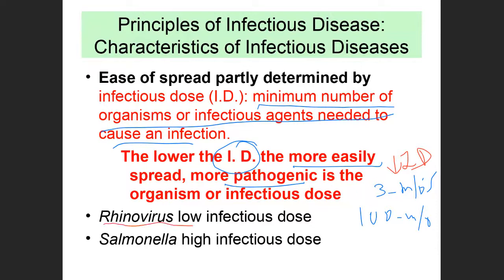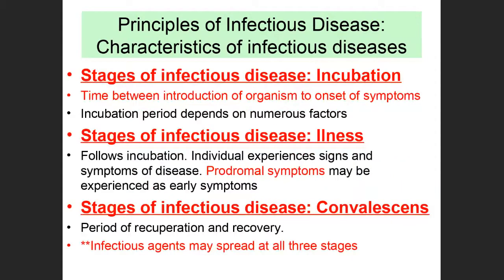Rhinovirus has a low infectious dose. 1 virus can cause an infection. Rhinovirus is the virus that causes the common cold. Salmonella has a very high infectious dose, in the hundreds. So you cannot get salmonellosis very easily. It's not as pathogenic.